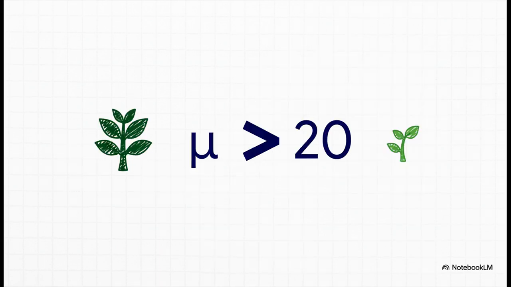And this is how we'd write that out. We're testing if the new mean yield, represented by that Greek letter mu, is greater than the old yield of 20 tons. That greater than sign is the key. It's what makes it a one-tailed directional test.